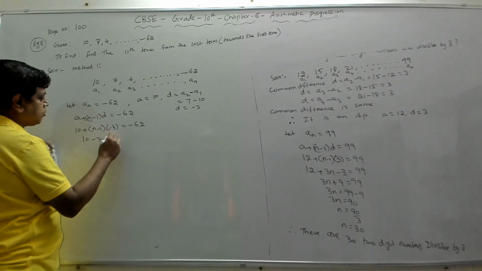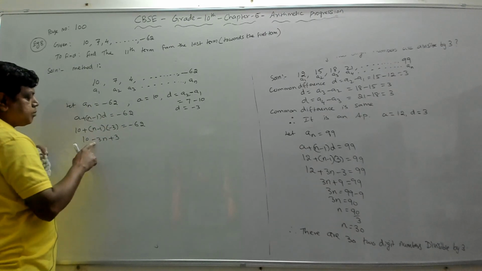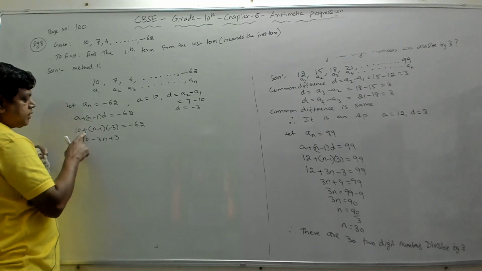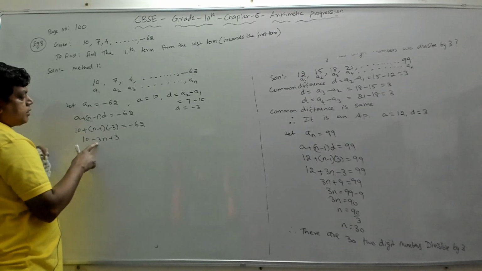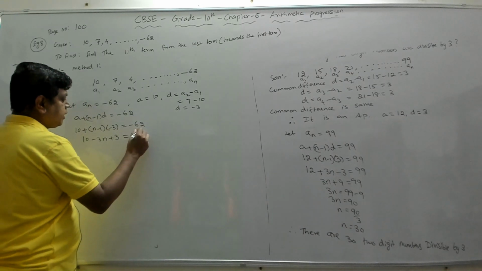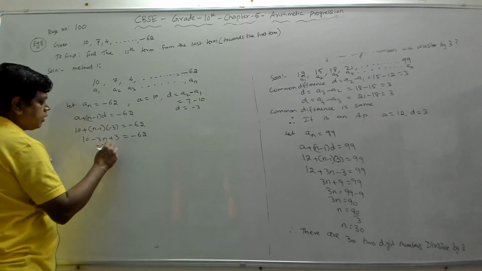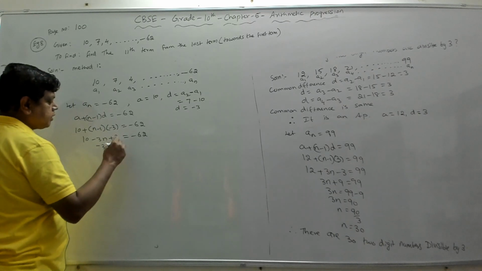Minus 3 into minus 1 is plus 3. You have to be careful when you multiply. Minus 3 into n is minus 3n. Here there is a plus. That plus and minus will become minus. Then minus 3 into minus 1 is plus 3. So minus 3n plus 13, because 10 plus 3 is 13.